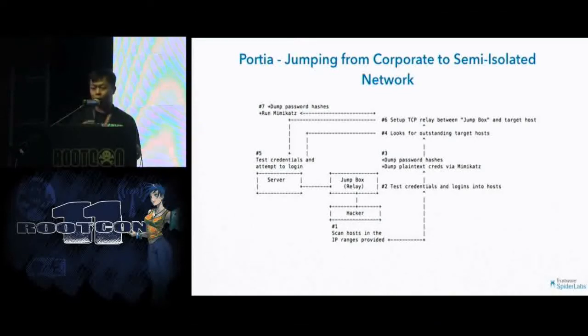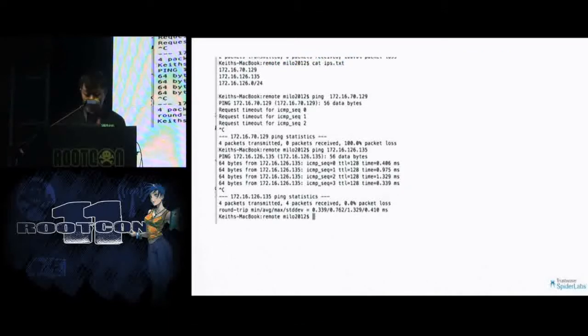Then it will set up a relay between the jump box and the target server, which is probably in the PCI network. And then through this relay, you can automatically compromise the hashes and passwords from the server in the secure network. So this is just a screenshot of what happens when you do a demo, I'll show a demo later.